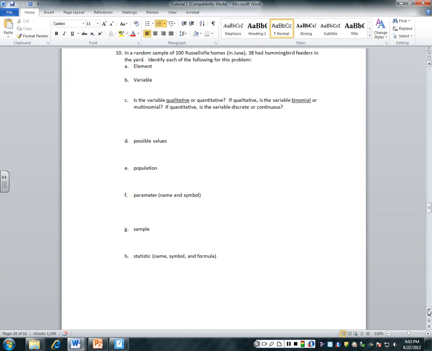So in a random sample of 100 Russellville homes, I'm getting ahead of myself there. Well, anyway, in 100 Russellville homes, 38 had hummingbird feeders in the yard. Element is 1 Russellville home. Population, all Russellville homes.